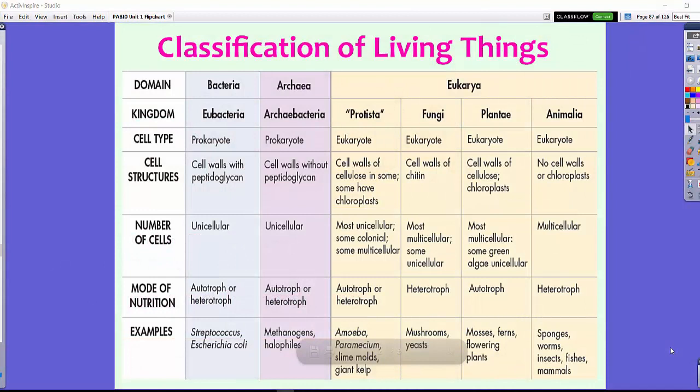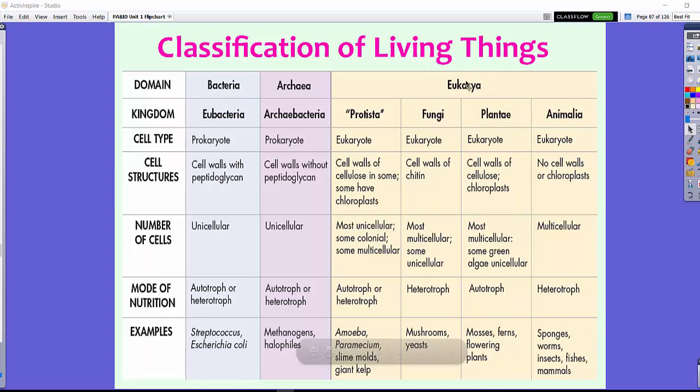Talking about classification and how organisms are classified into different groups based on shared characteristics or DNA. So what you are looking at here is actually a chart of the different characteristics of the domains and kingdoms that we'll be discussing in this video. If you look at the top here, we have domain. And as I mentioned in our previous video, we have three domains that we'll be talking about: domain Bacteria, domain Archaea, and domain Eukarya.